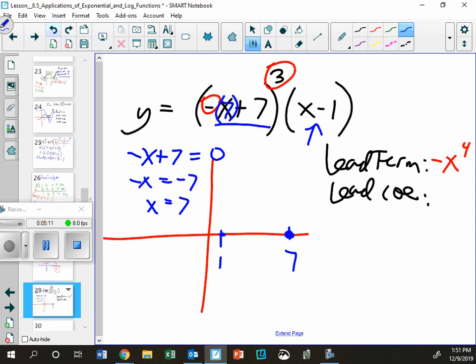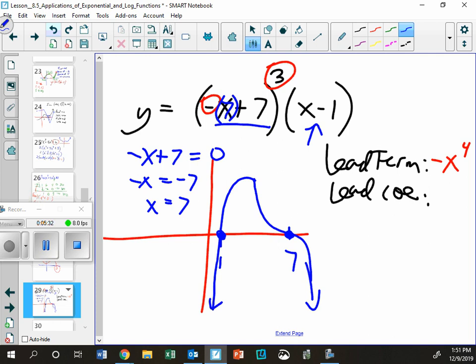Positive 1. It hits at those two spots, has to be going down on the right, has to be doing that weird triple root thing. So here's what that weird triple root thing looks like. And then it has to be just cutting through at this root. Like that. There we go.